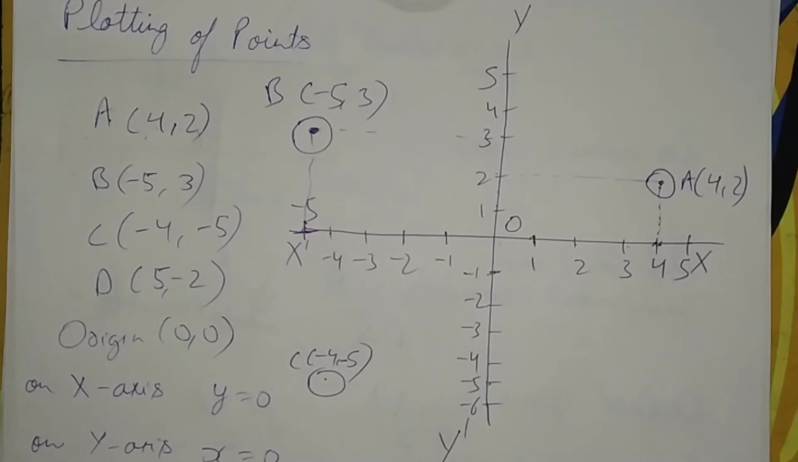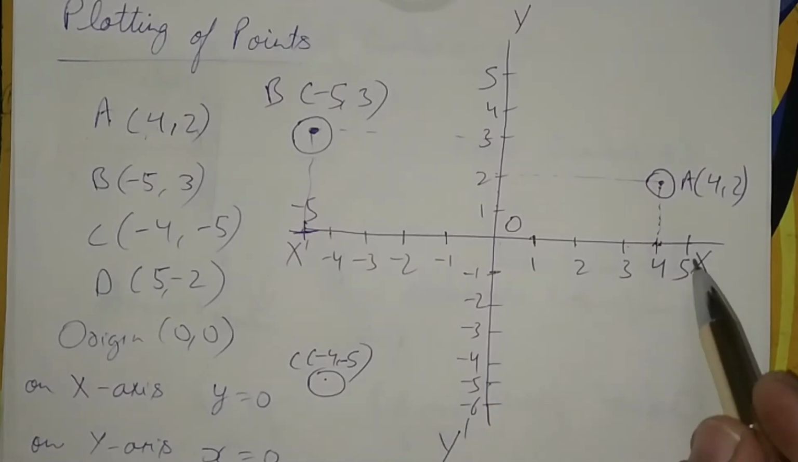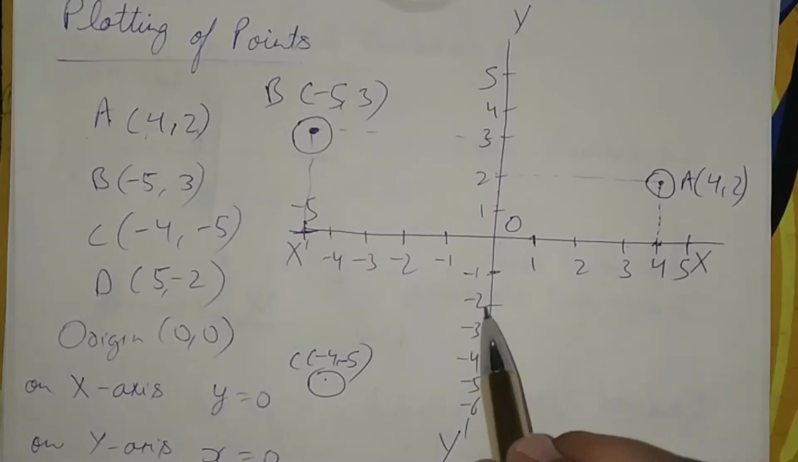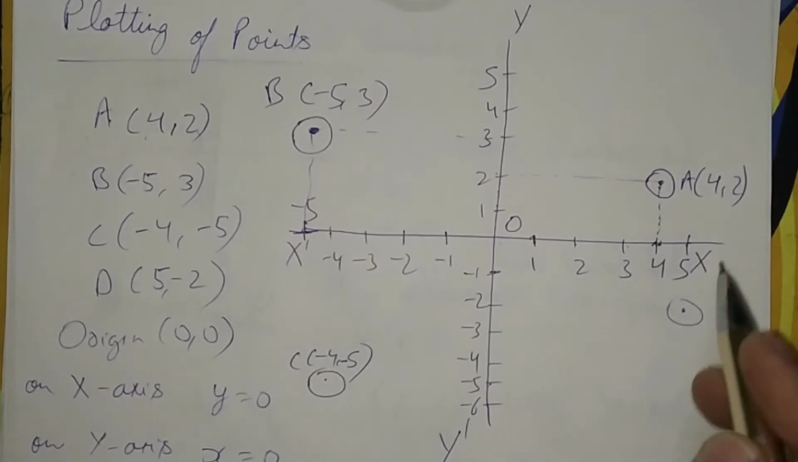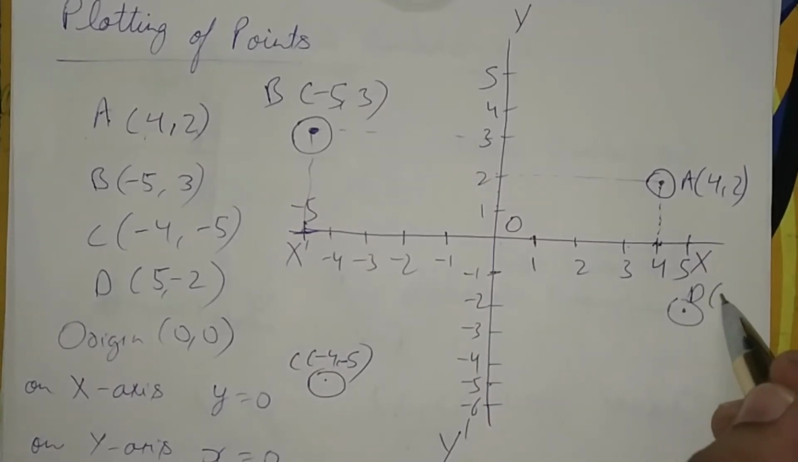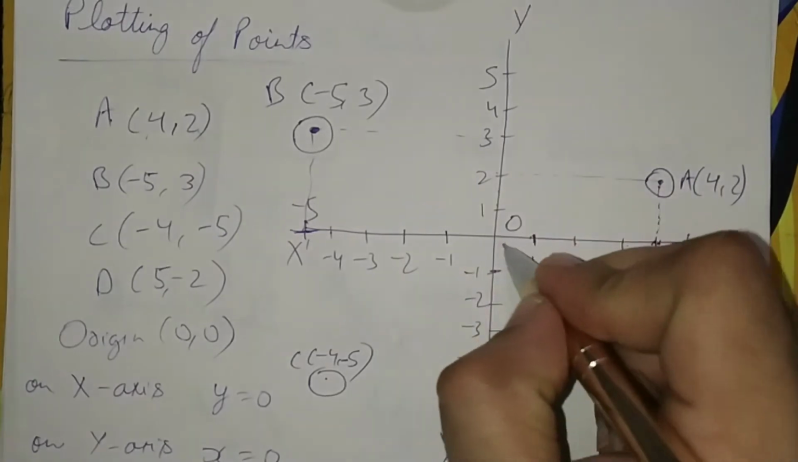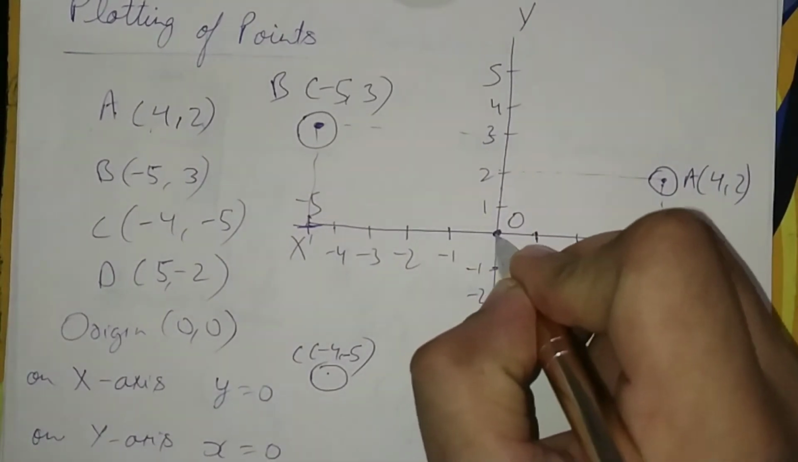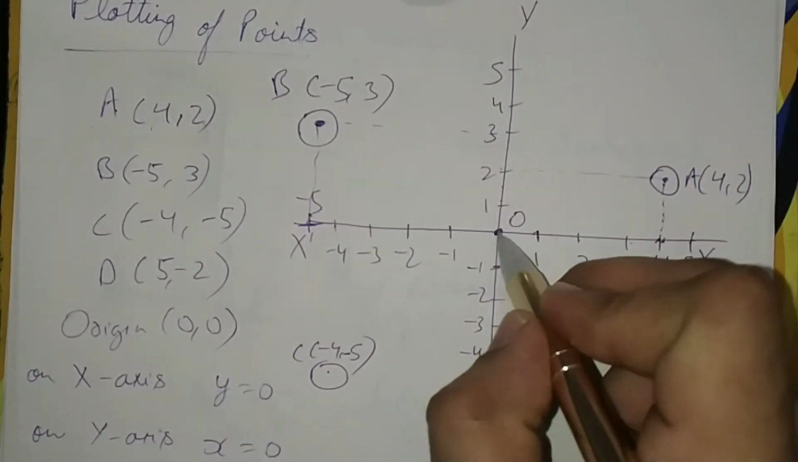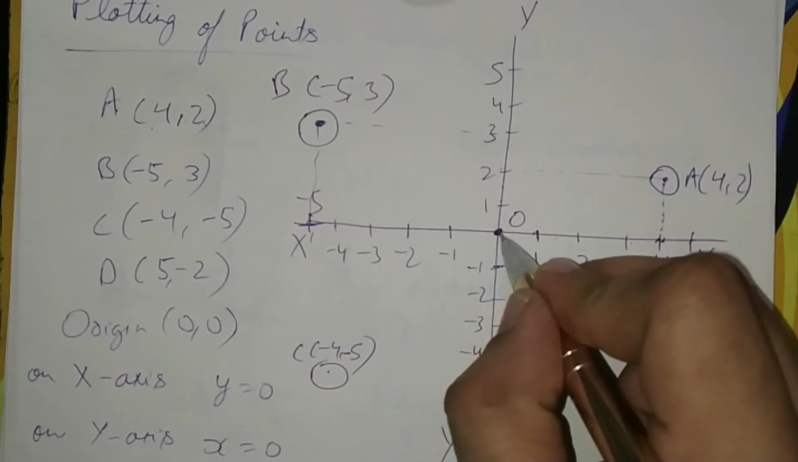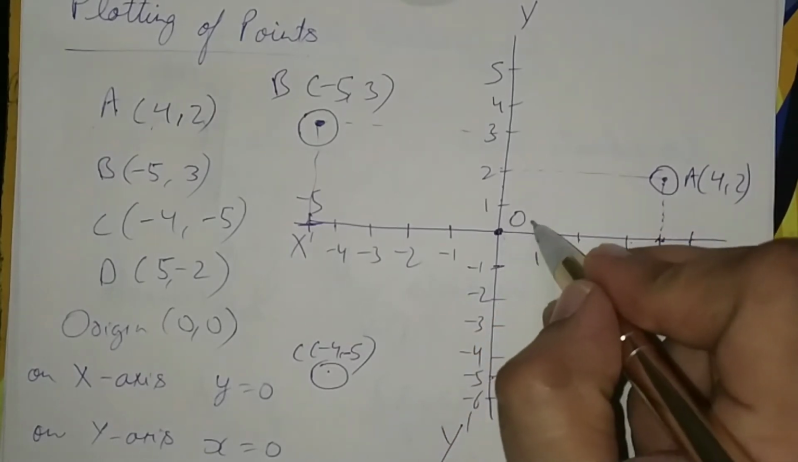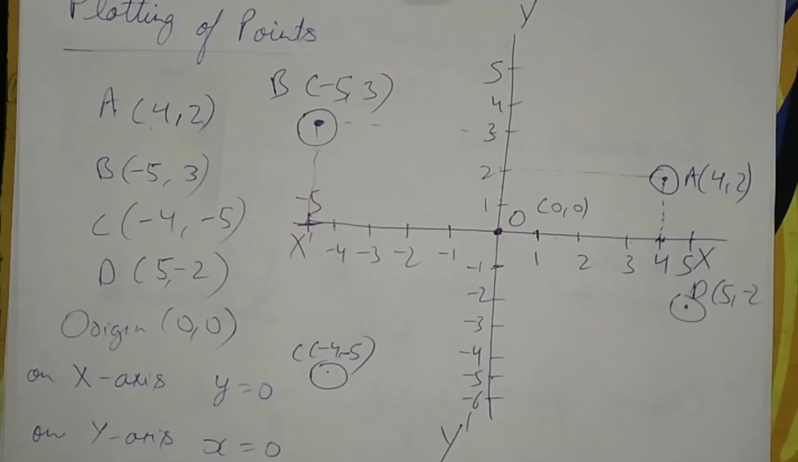Then D is 5 comma minus 2. This is 5, this is minus 2. 5 comma minus 2. This is how you plot the points. On this point both x-axis and y-axis are 0, so this point is known as the origin and its coordinates are 0 comma 0.